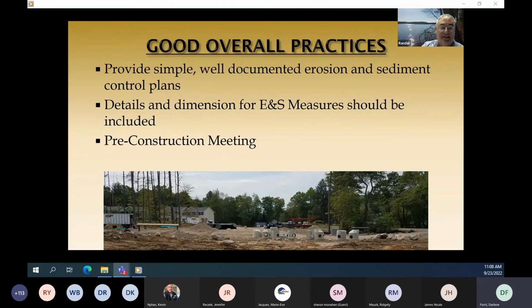So provide simple, well-documented erosion control plans. It makes sense. You might want to have a separate set of plans that just shows the erosion control, as opposed to trying to put the drainage plan and the grading plan and the erosion control plan all in one sheet. It tends to get very busy and very messy, and is a good excuse for contractors to say, I didn't know that was on the plan. I didn't know how to do that.